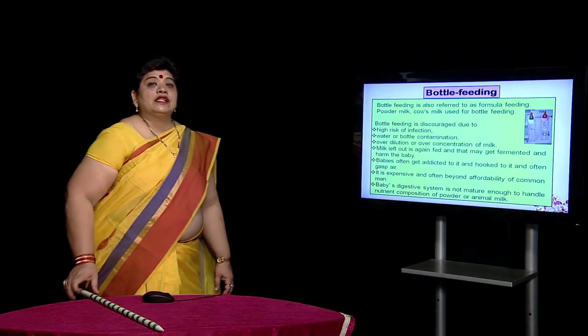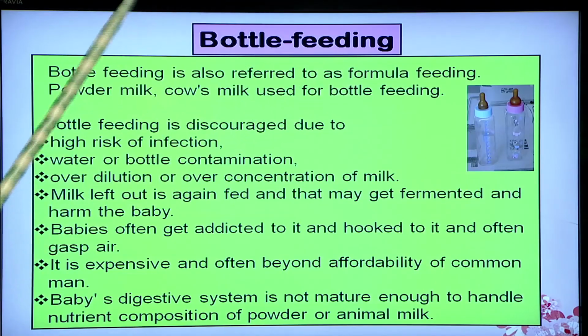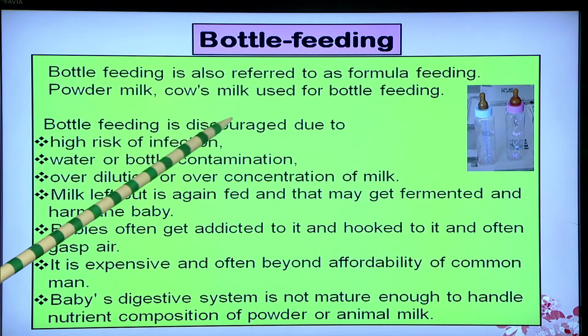So, when the baby is put into bottle feeding, it is also called formula feeding. It can be powder milk or cow's milk which can be used for bottle feeding. Bottle feeding should be discouraged, however, because there is high risk of infection. Water or bottle may get contaminated and therefore infection may reach the baby.